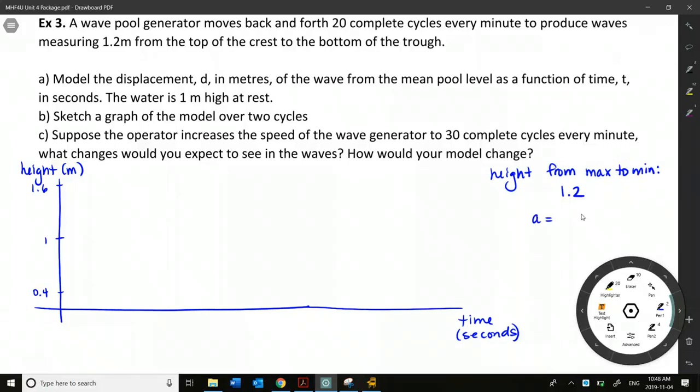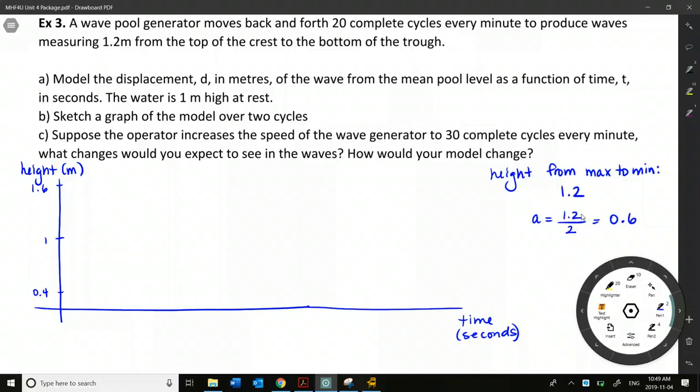Did they tell us the 0.4? Yeah, I was just wondering. No. They told us 1 and they told us 1.2. So I know that the whole graph is 1.2 units, so I need to figure out half of 1.2, because that's giving me my distance from max to min, 1.2. So I divide it by 2 and I find that if I go up 0.6, I'll reach the maximum from 1, and if I go down 0.6, I'll reach the minimum from 1.